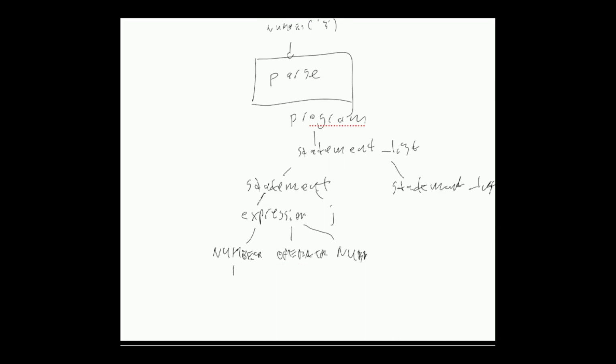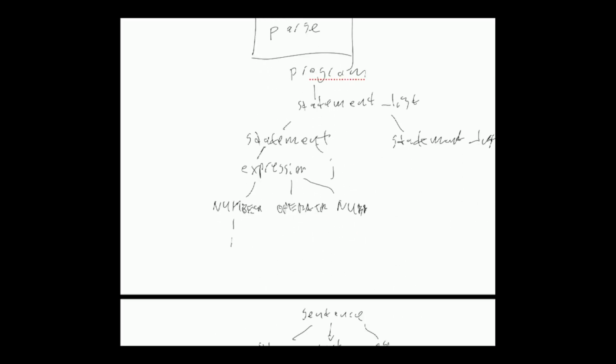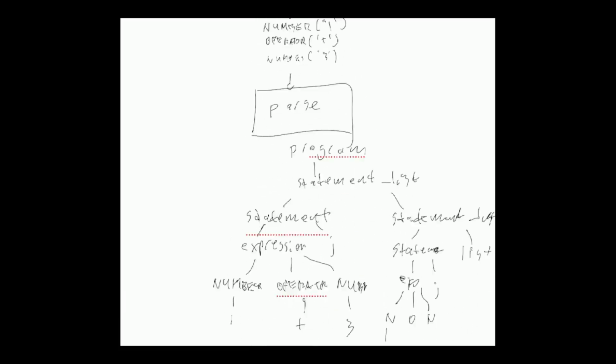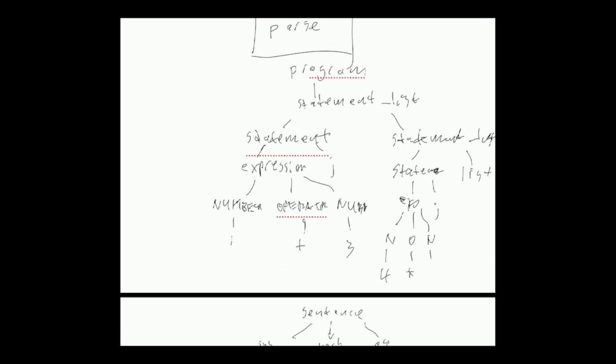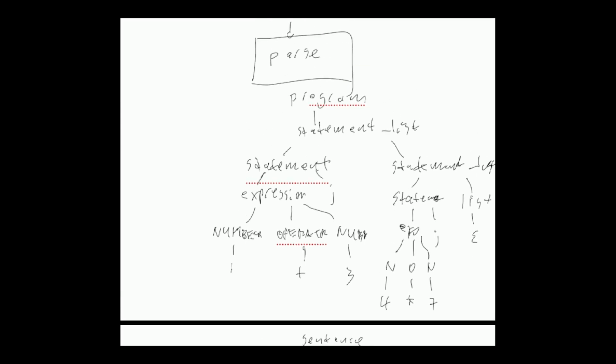And our actual numbers here are 1, plus, and 3. And then we've got yet another statement list on this side, which consists of a statement followed by a list. And this statement consists of an expression followed by a semicolon. That consists of a number followed by an operator followed by a number. And it was 4 star 7. And then this list is just an empty list. So I'll just use a little symbol for empty list.